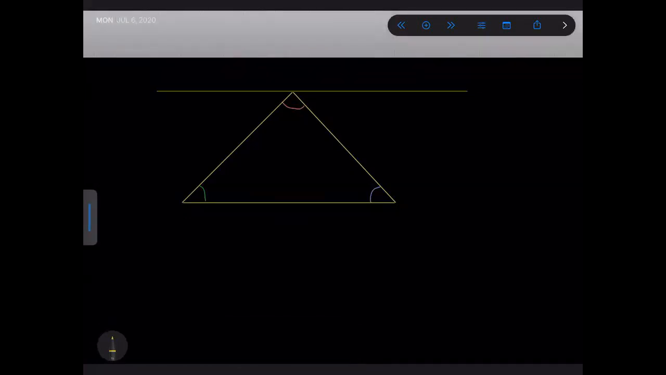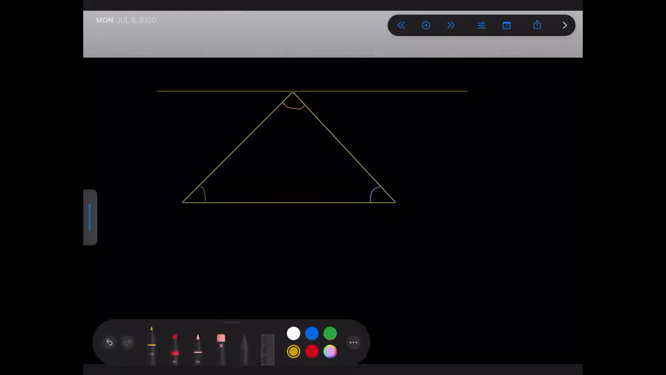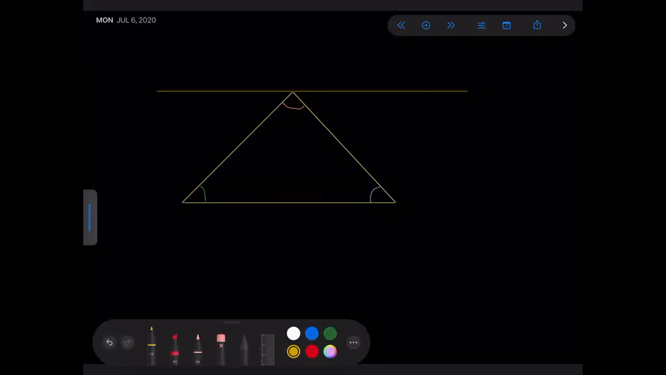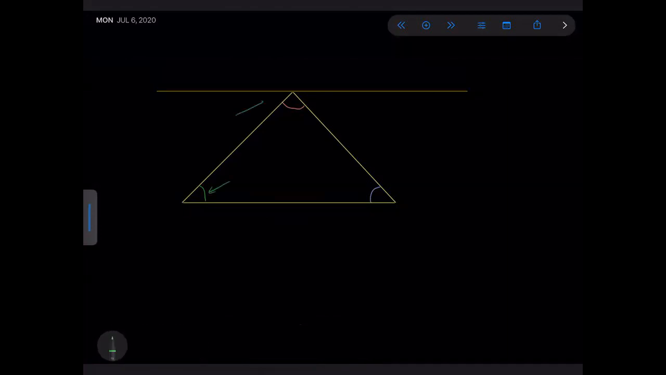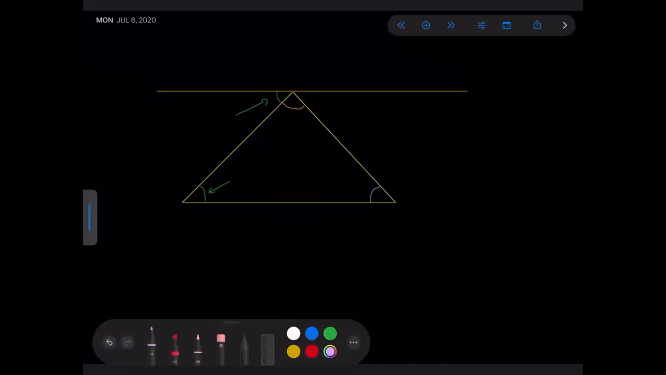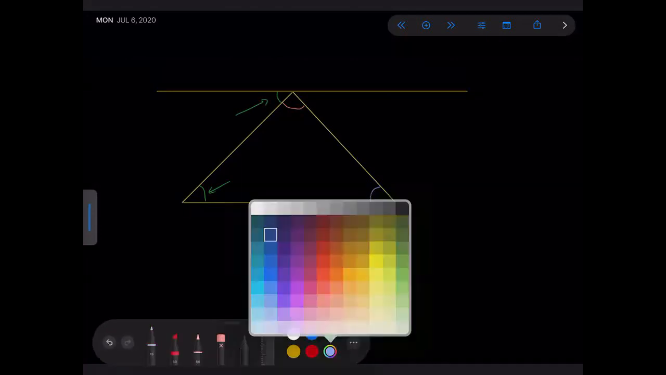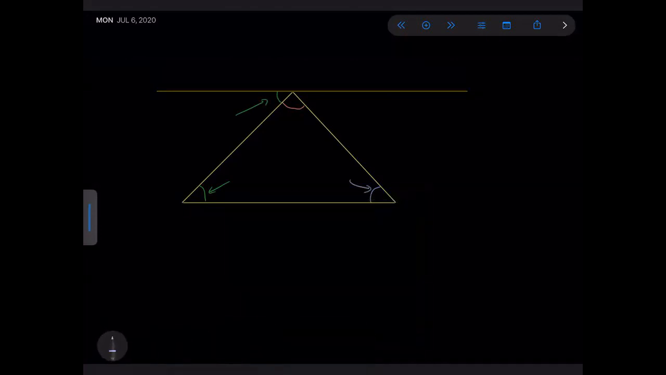So now what we have are a couple angles that are missing. So this angle over here is going to be the same as this angle. So we can draw that. This angle over here is the same as this angle. So we can draw that.